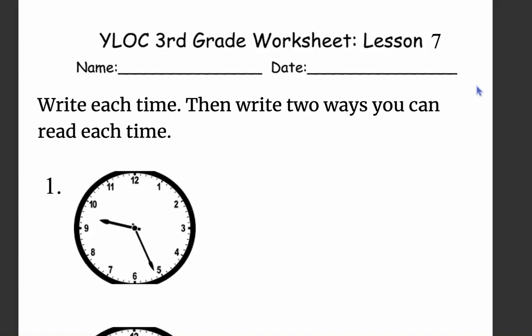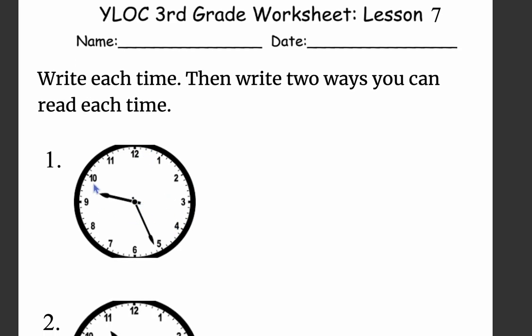Third grade worksheet lesson 7. Write each time, then write 2 ways you can read each time. Number 1. So to read time, we have to look at the hour hand first, which is the shorter one, and then the minute hand, which is the longer one.